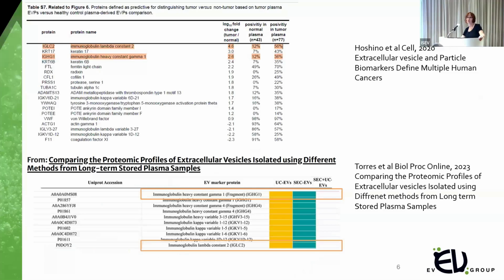But I want to give you an example of biomarker research, and this is a very nice paper from Hoshino et al. in Cell 22, where they compared over 400 human samples looking for cancer biomarkers. And what they found out was that there was a very good predictive power for some immunoglobulin subunits, marked here in orange, and that they really could discern the cancer patient samples from the human samples. And in this study, Torres et al. compared 3 different methodologies to purify the EVs, very common UC and SEC, and then combining SEC with UC. And you can see that these 2 immunoglobulin IgG subunits were lost when you were isolating with SEC and UC. So you might be losing also some of your biomarker capacity if you go for very pure EVs. This is just food for thought.